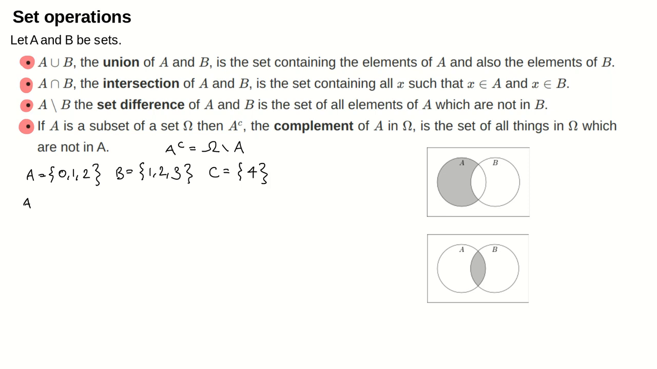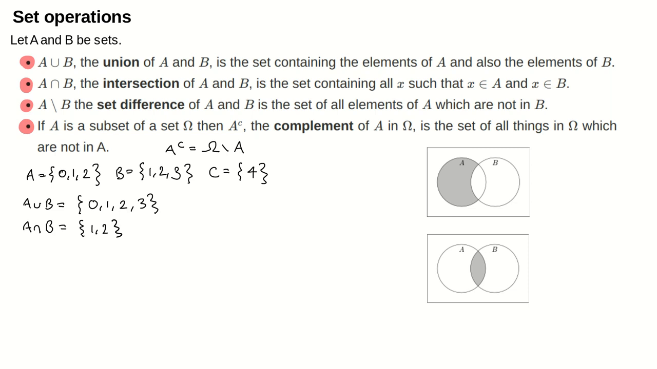Okay, if we take the union, A union B, remember this is supposed to be the set of all things which are either in A or in B, or both. So that will be, in this case, 0, 1, 2, and 3. Those are the elements which either belong to A or to B or to both. On the other hand, the intersection, A intersect B, is the set of things which belong both to A and to B. So the things which are in A and in B are just 1 and 2.